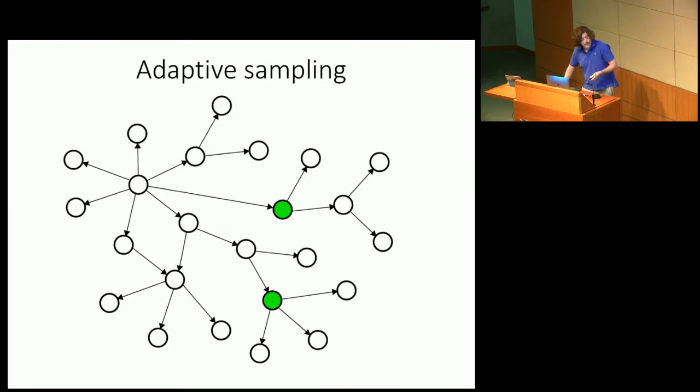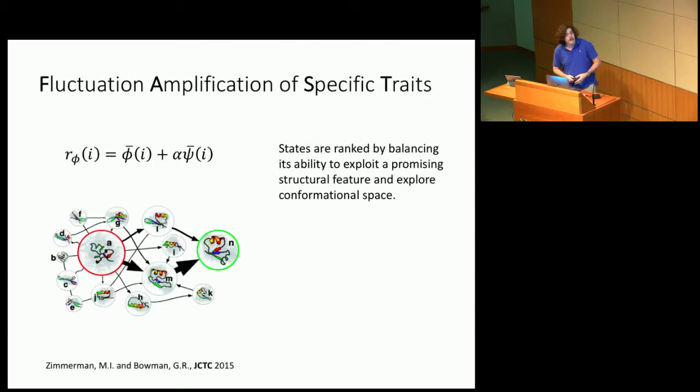And recently, Greg and I developed another kind of method we call fluctuation amplification of specific traits, or FAST. Here we leverage structural information in our ranking and selecting of states. This attempts to follow conformational gradients to optimize specific structural traits. We rank states by balancing their ability to exploit some promising structural feature and their ability to explore conformational space. And it's pretty versatile.